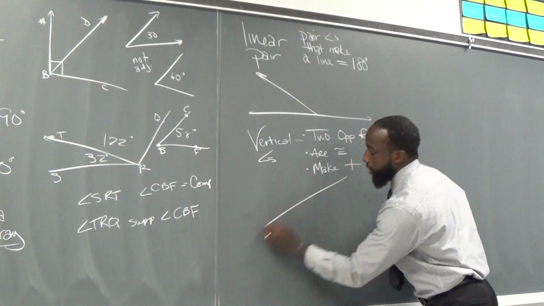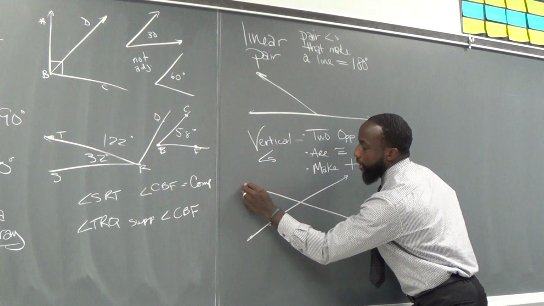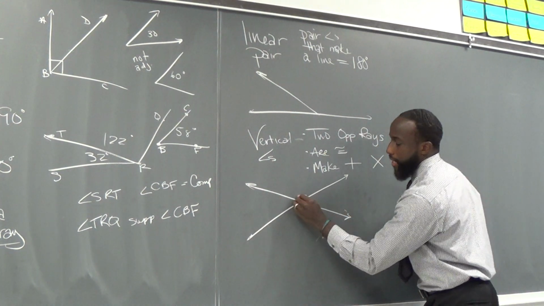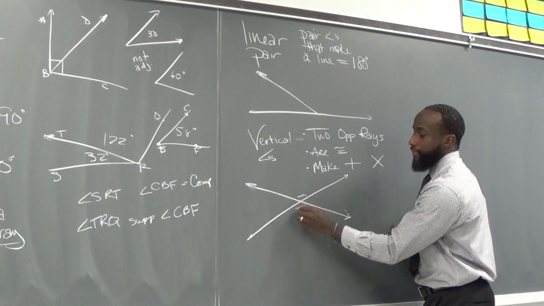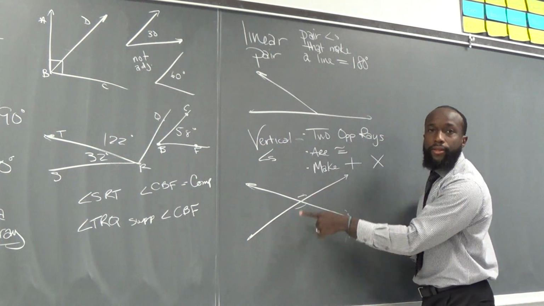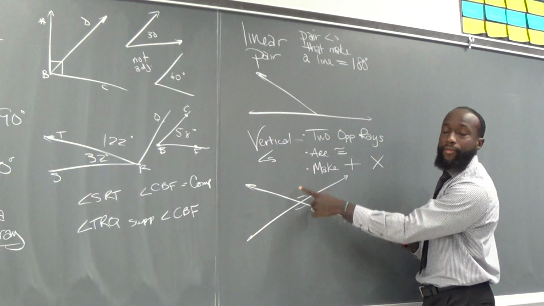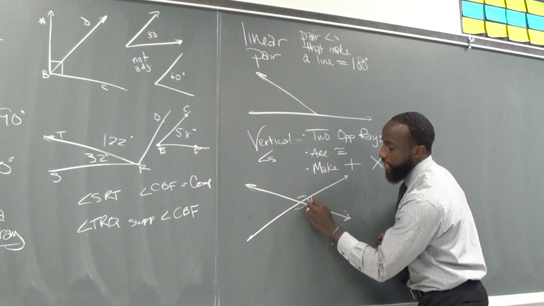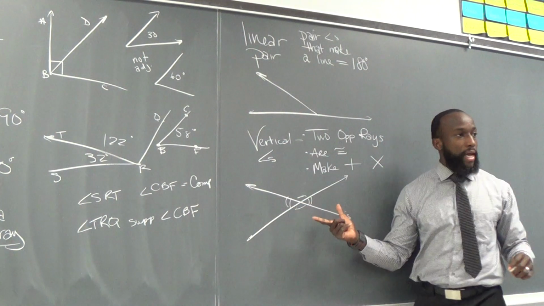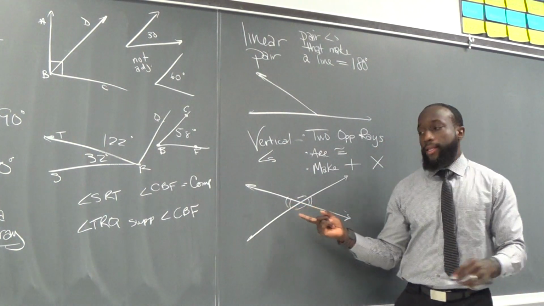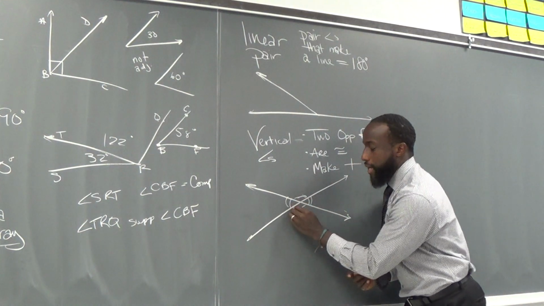So for instance, this would be an example of vertical angles. This angle here and this angle. These would be vertical. They're right underneath each other, or they're above each other. And these would be vertical angles. Okay? And remember when I told you yesterday, these marks here tell you something, right?